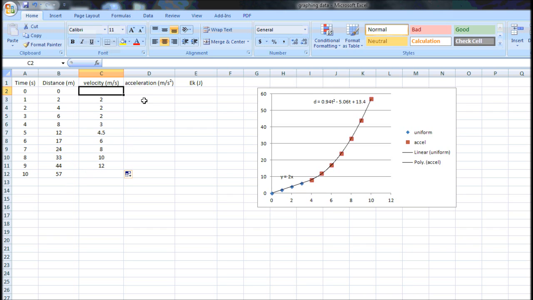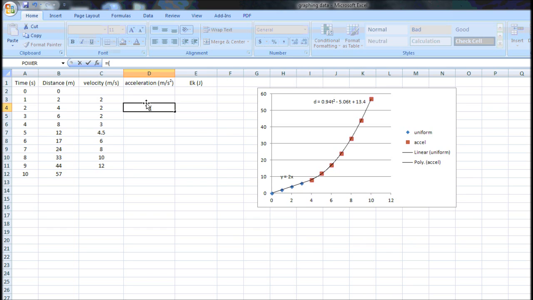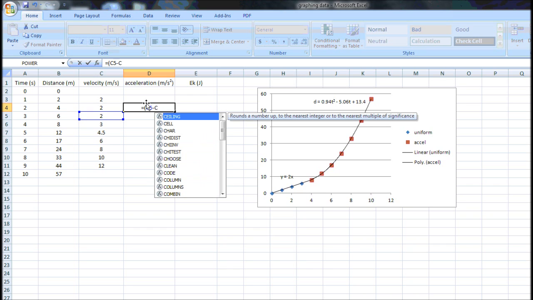Okay, let's try calculating the acceleration. For the acceleration, I can use a very similar idea. The acceleration is the change in velocity, so this box minus this box, over the change in time, this box minus this box. That acceleration is equal to acceleration in the middle, which is right there. So let me program that in. It's going to be equal to bracket C5 minus C3.